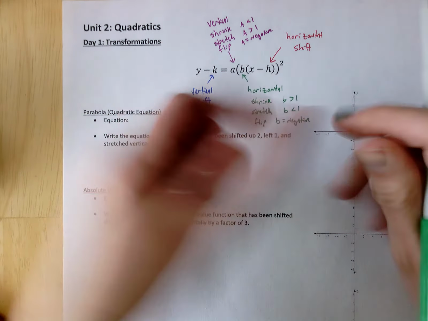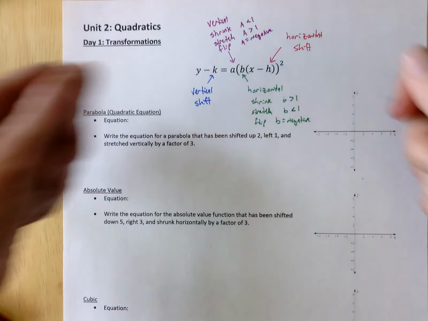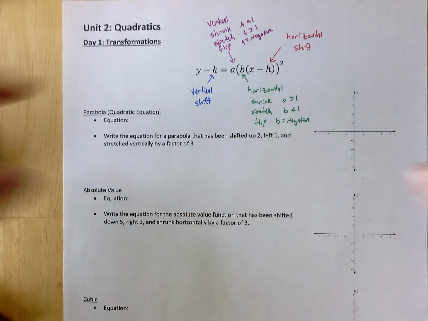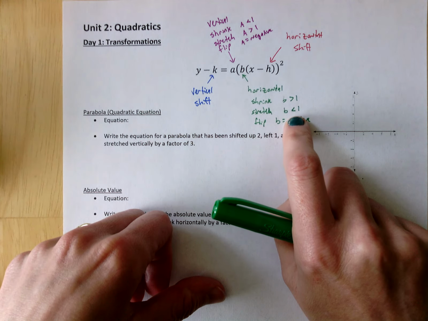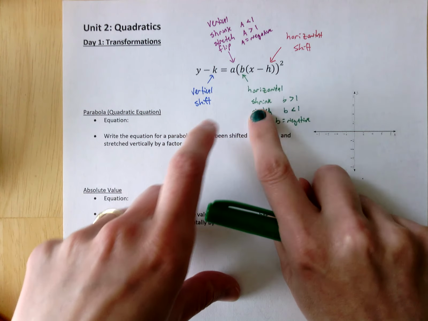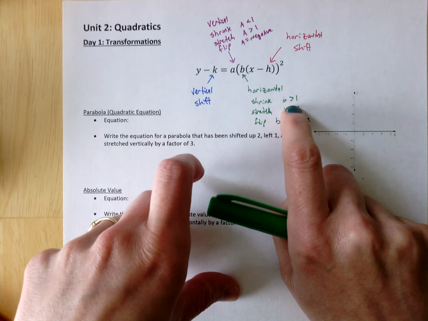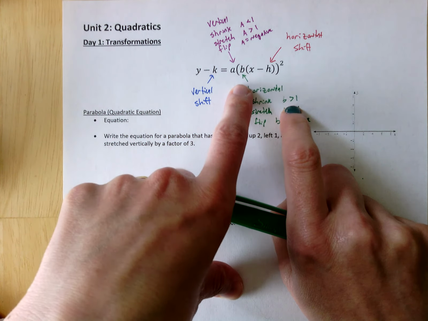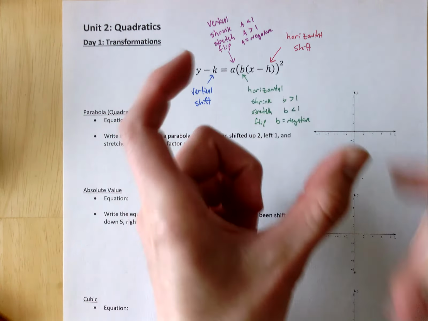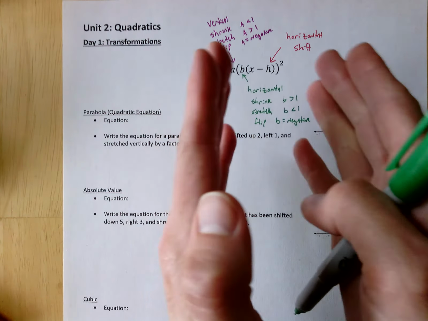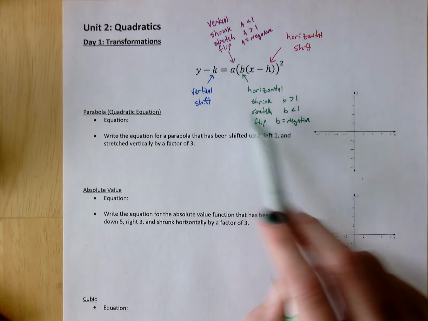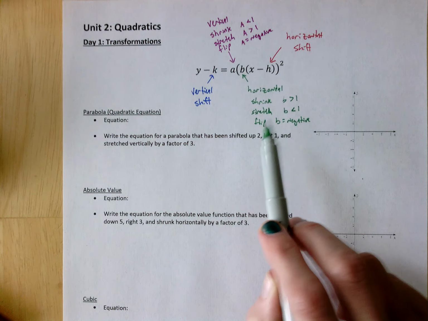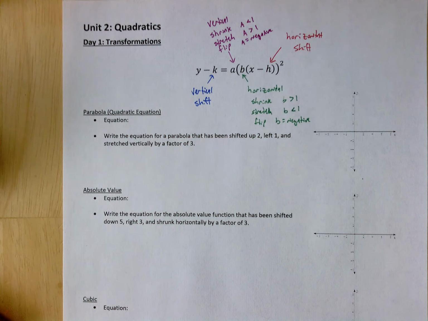And again, picture with your putty, you're pulling it this way, it's going to get wide and short, right? If the B value is less than 1. If the B value is greater than 1 for a shrink, so if you have like a 5 here, picture that U, if you take that putty and you shrink it in, that's going to make it tall and skinny. So that's what your B values do. And again, I'm not really going to deal with that too much this unit. We'll come back to that later.